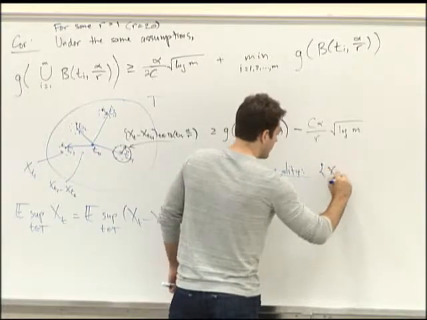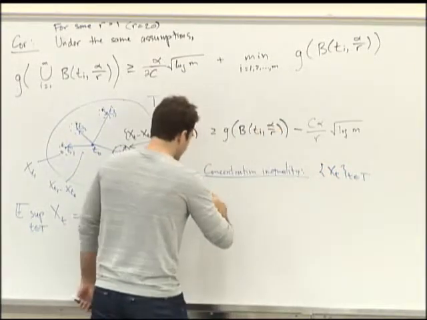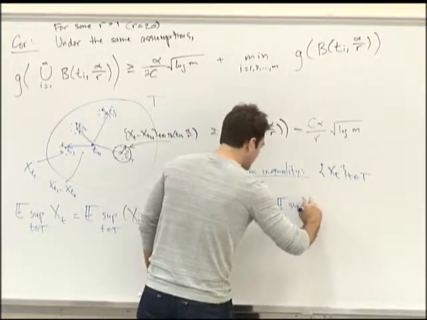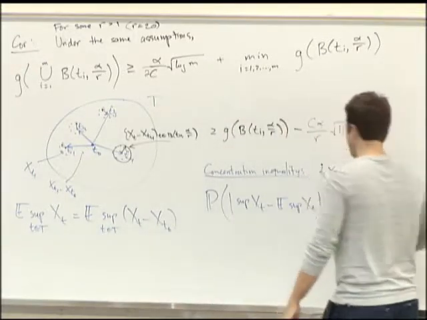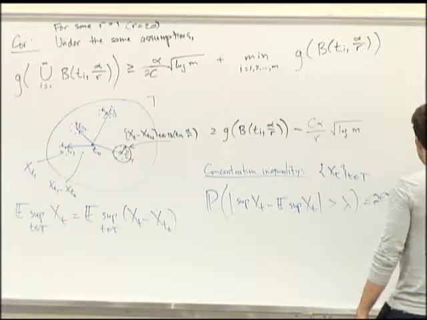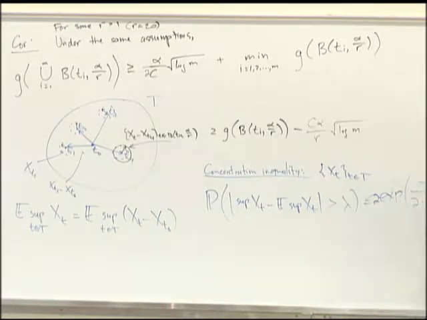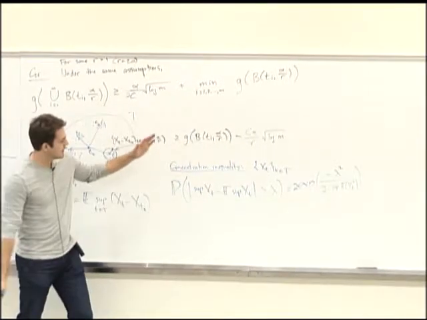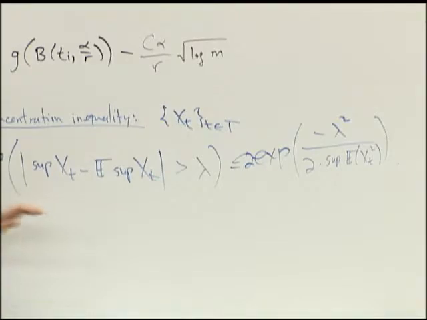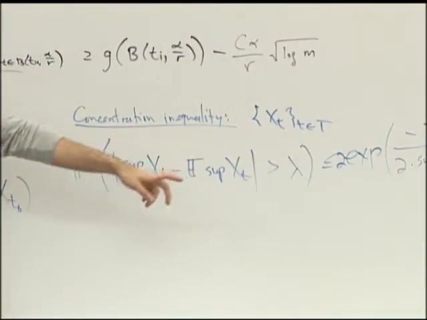If we have a Gaussian process x_t, then the claim is that the probability that the supremum of x_t differs from its expectation by more than lambda decays like this. It's exponential in, okay, maybe a factor 2 here, minus lambda squared over something. And here's the important point. This something just depends on the maximum variance, so the maximum of E[x_t squared]. Okay? So this is a classical concentration inequality, which is somewhat surprising because it doesn't depend on the number of points in this process. In fact, this T could be an infinite set, could be some kind of continuous set, and still the only thing that matters is the maximum variance. Okay?